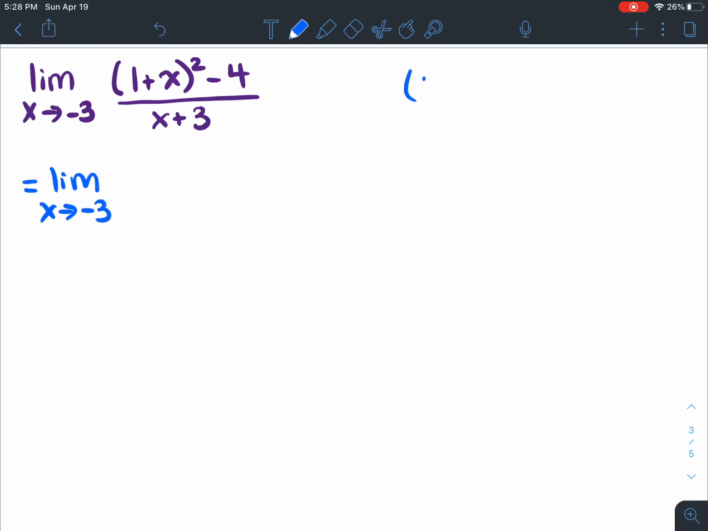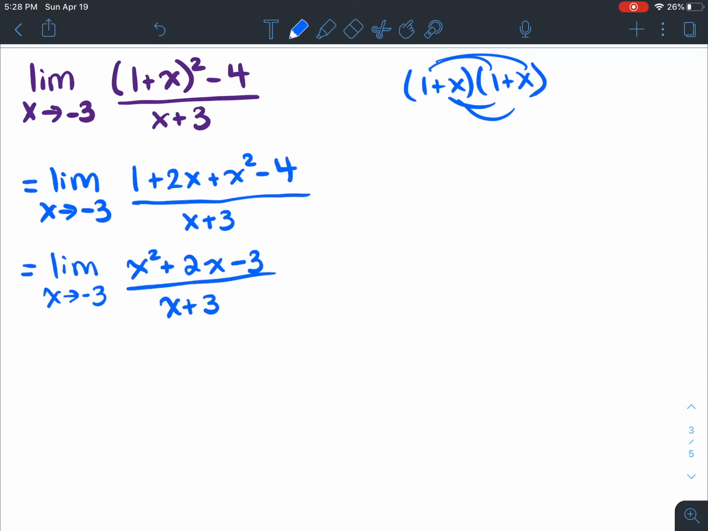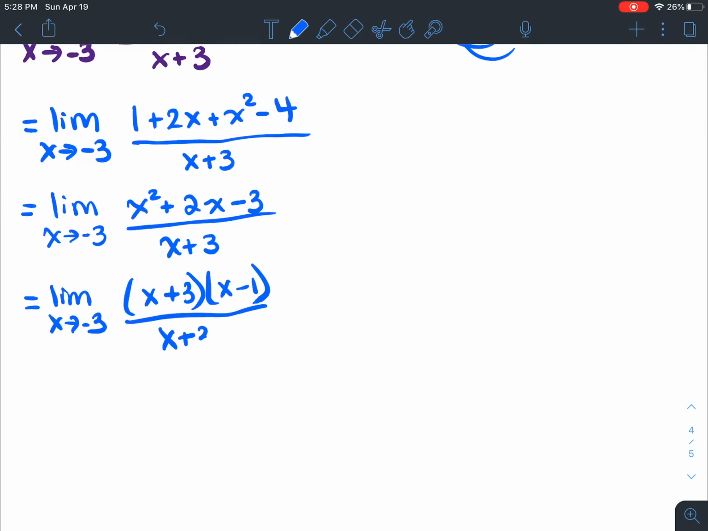So if I expand 1 plus x squared, so I actually have 1 plus x times 1 plus x. So if I do this, then I end up with 1 plus 2x plus x squared minus 4 over x plus 3. And then if I collect like terms on the top, I'm going to rearrange it. So I got x squared plus 2x minus 3 over x plus 3. Now I'm going to factor it. So this would be x plus 3, x minus 1, adds to 2, multiplies to negative 3, that looks good, over x plus 3.